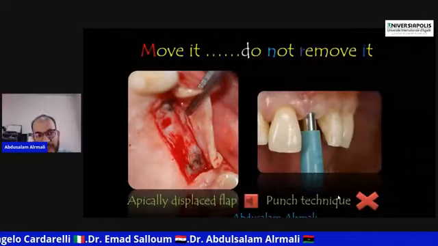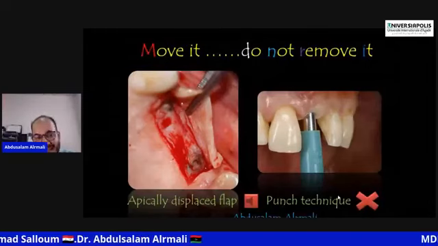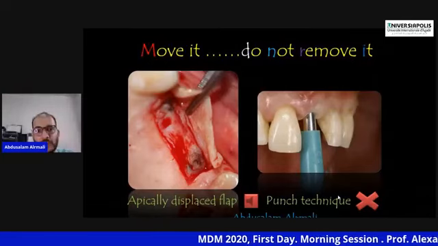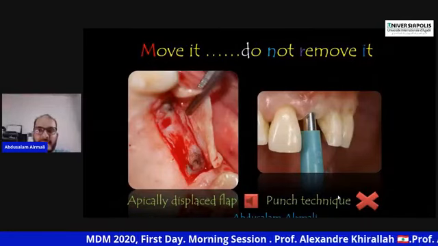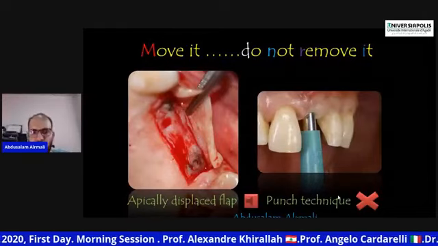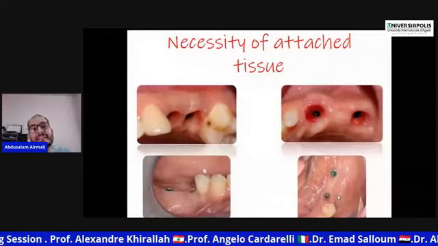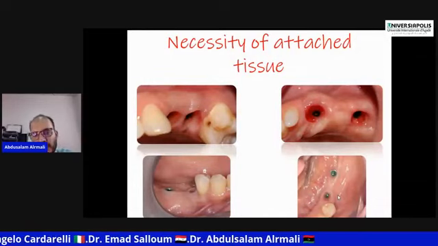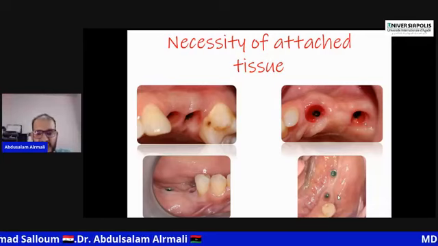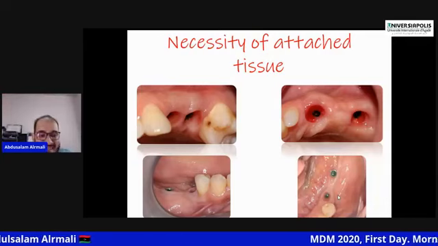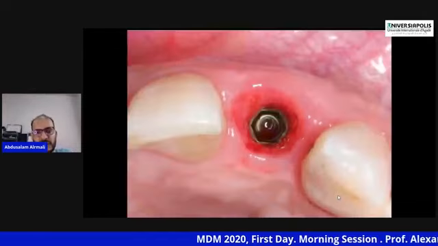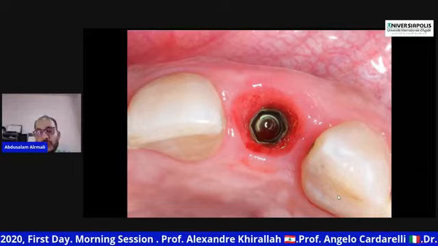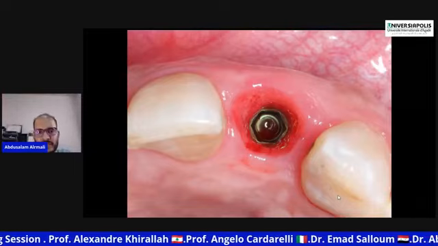We have to move the keratinization from the palatal side to the buccal side, and try to build keratinized gingiva around the implant, rather than removing the keratinization by doing a bunch technique. So it is better to avoid the bunch technique in such cases. This is the necessity of attached gingiva. We have to build the keratinized gingiva around the implants, rather than placing the implant too superficial, near the surface, which makes it easy for bacteria to invade and cause peri-implantitis with time. So this is our goal: to build the soft tissue around the implant with adequate depth and adequate contour, maintaining the contour with the natural teeth.